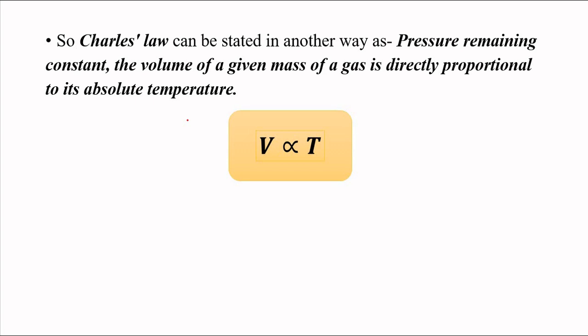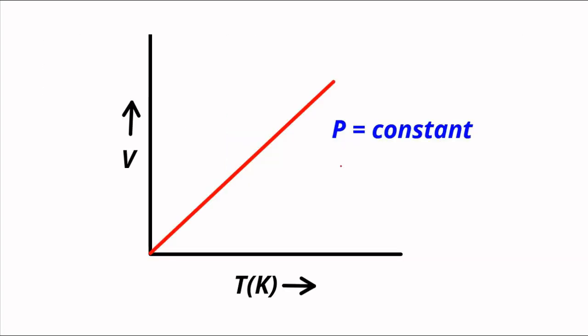So this is Charles' law. Volume is directly proportional to temperature, pressure remaining constant. Graphically we can express it as this: temperature expressed in Kelvin, volume is directly proportional to temperature. It is a straight line with a certain slope starting from the origin. So this is Charles' law.